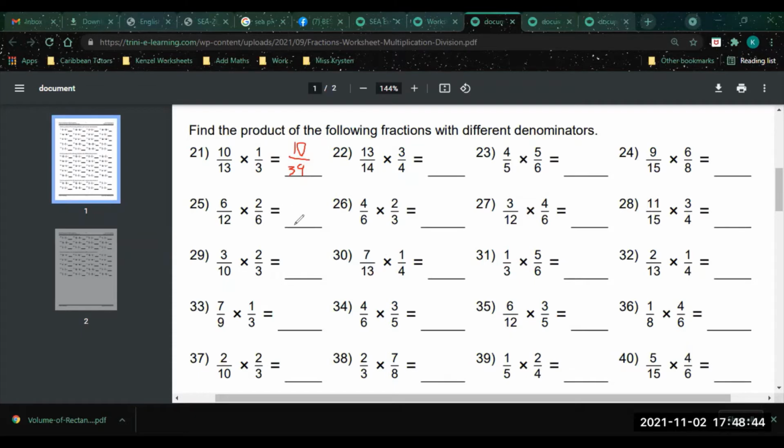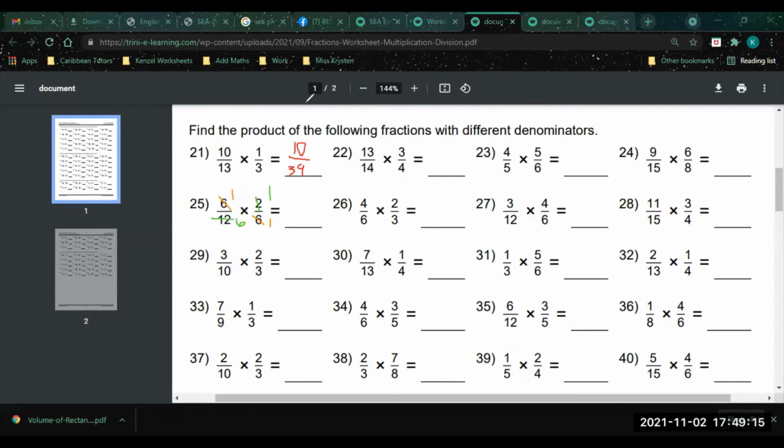So let's look at number 25. This one is a little bit different. Over here now, you actually have things in common within your diagonals. So 6 and 6, both of these numbers are 6. 6 could go into 6 one time, and 6 could go into 6 one time as well. Then you could reduce diagonally again, going this way. So what's in common between 2 and 12? The highest common factor between 2 and 12 is 2. So 2 into 2 is 1, and 2 into 12 is 6.